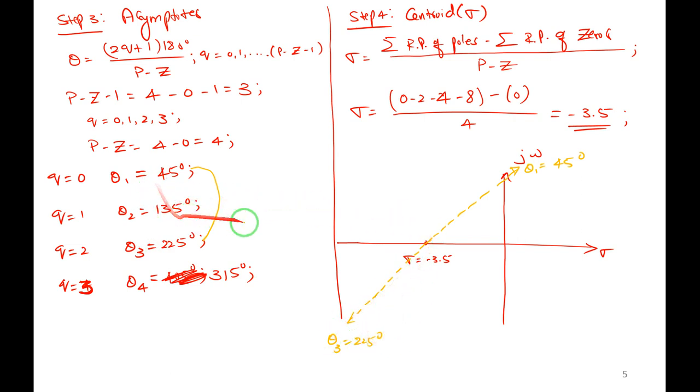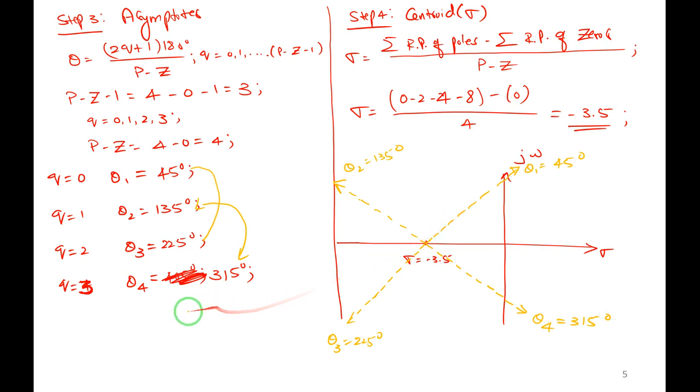The next, theta 2, is 135, 90 plus something. So it will come here. This is theta 2, and it is 135 degrees. And theta 4 is 315, right? Just extend this with the scale. It will be 315. So this is theta 4, 315 degrees. Okay, this diagram shows the location of the centroid and asymptotes.